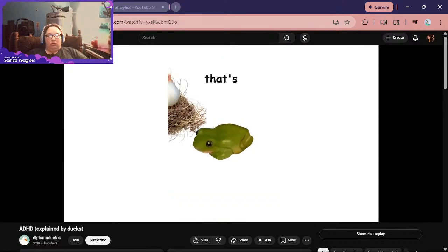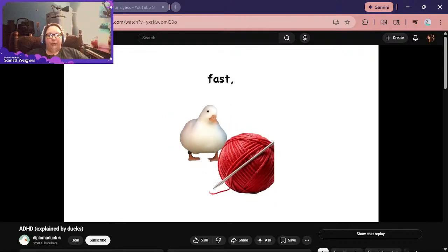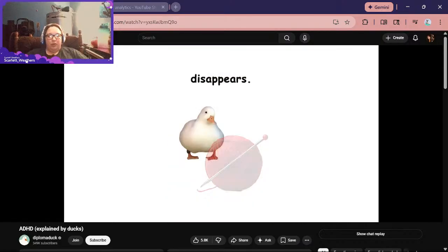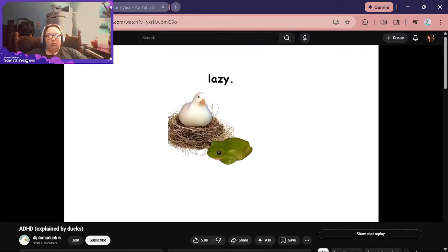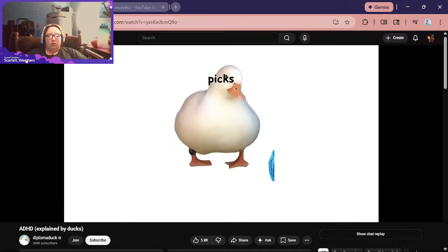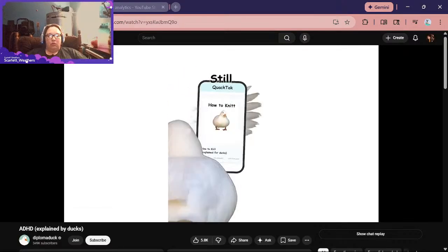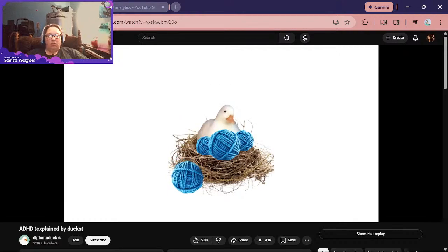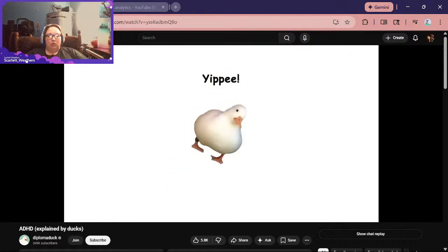Wise frog says, that's hyperfixation. It hits fast, it burns bright, then disappears. Not fake, not lazy, just how some duck brains flap. Duck nods, takes a breath, picks up a book, starts again. Still curious, still intense, still a good duck.